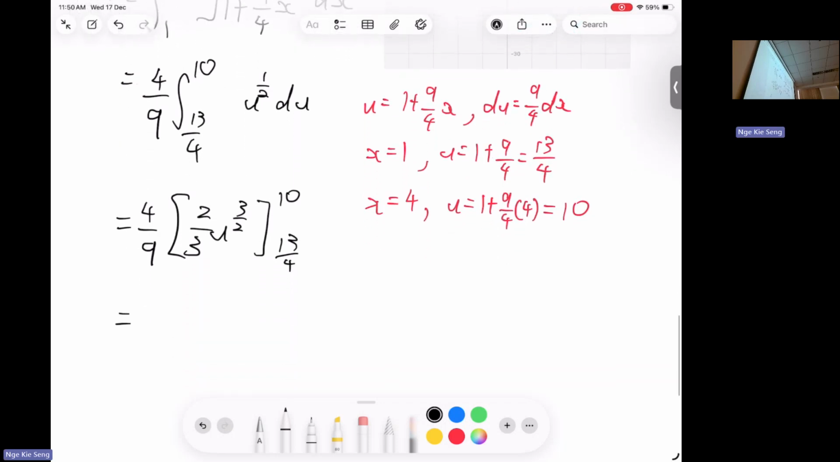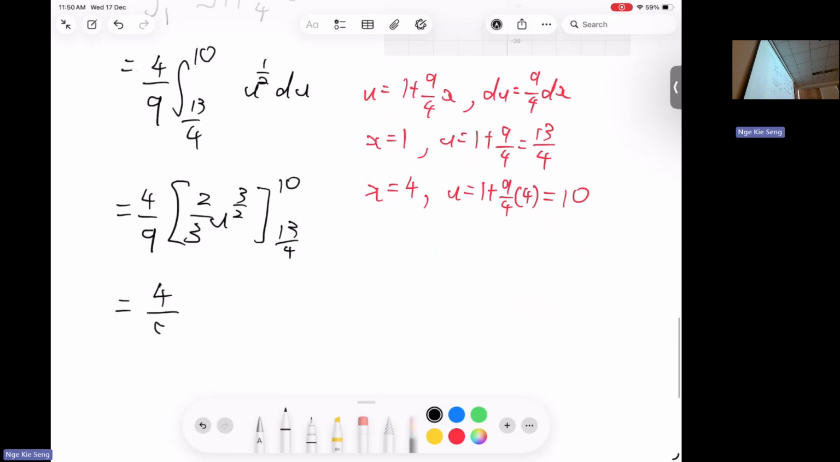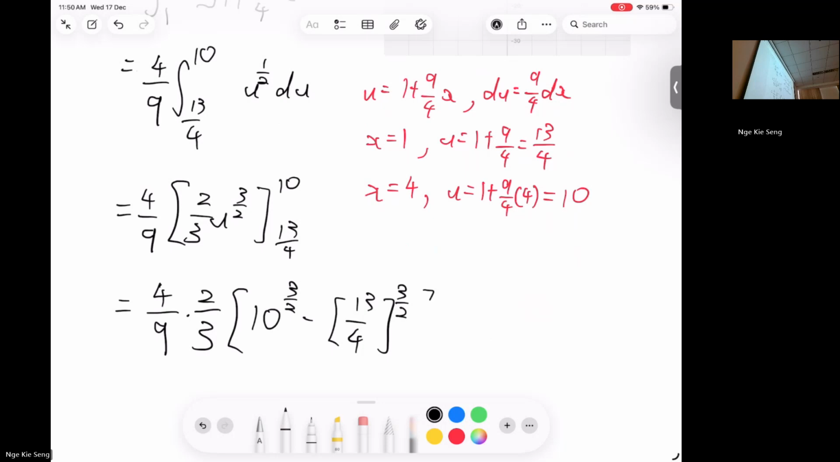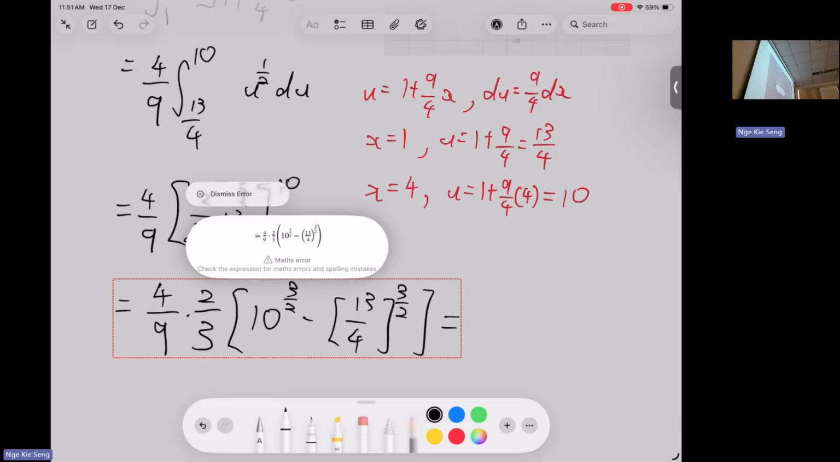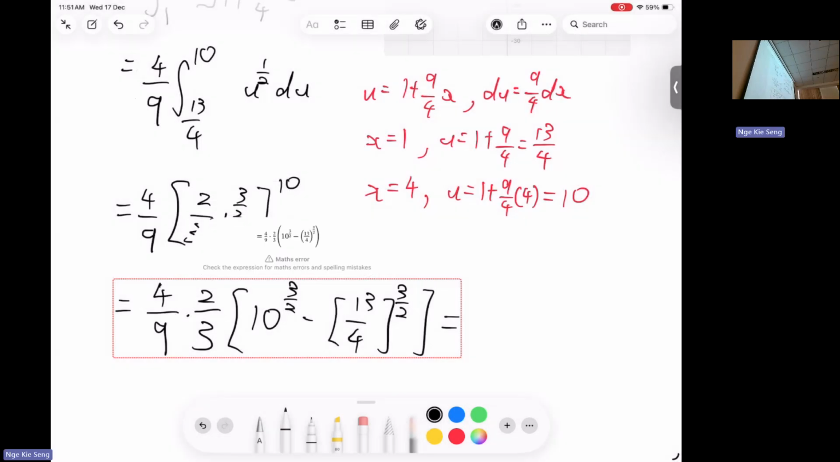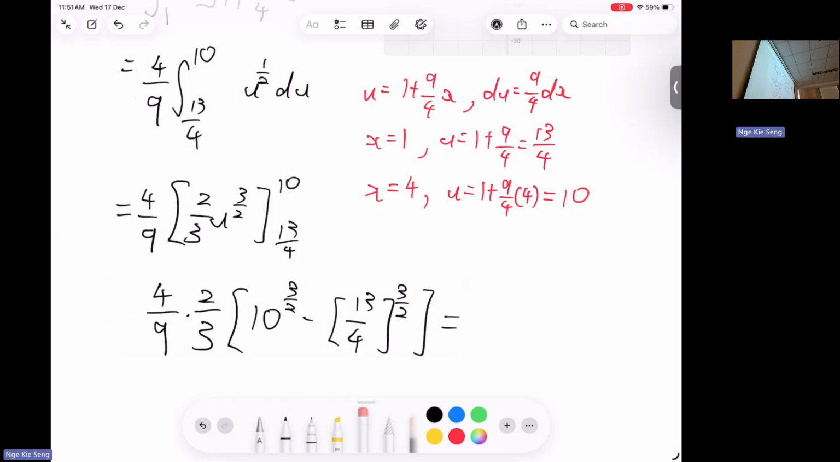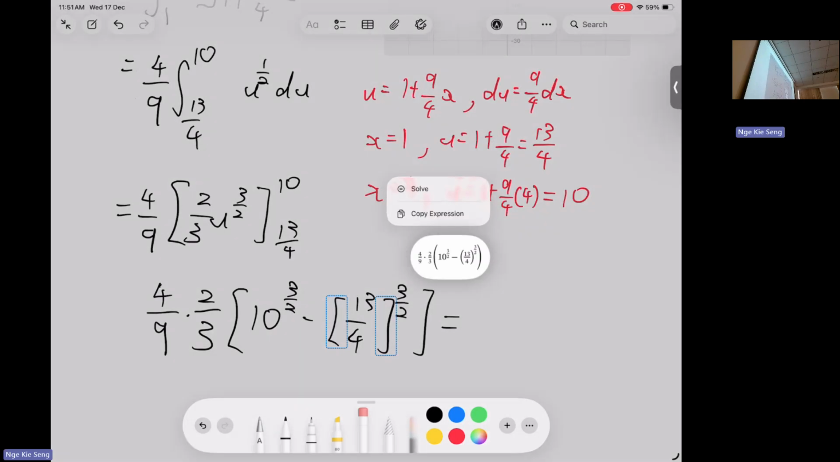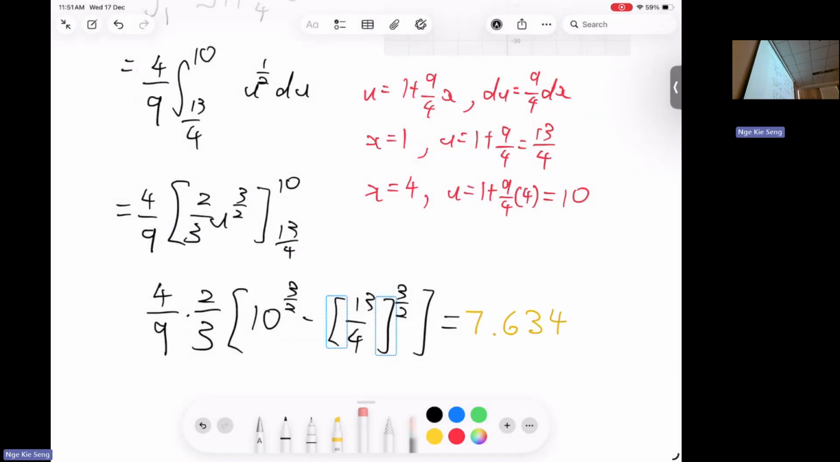And so in this case, what do you get? This is the big thing that I'm referring to. Can Apple help me compute this? I'll remove this equal sign and ask it to solve the expression. Good. 7.634. Got it? Everyone got it?